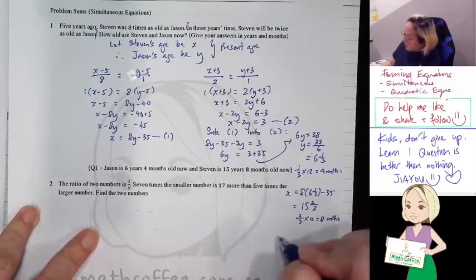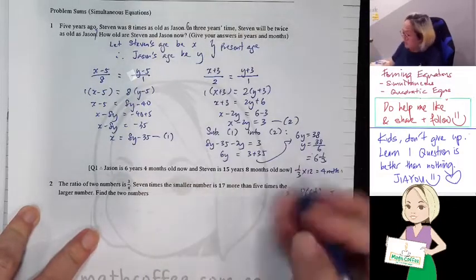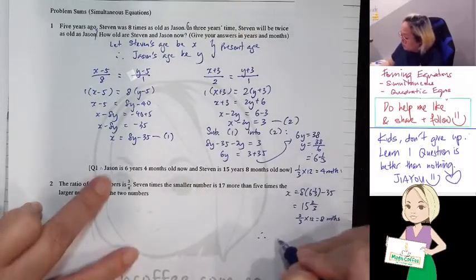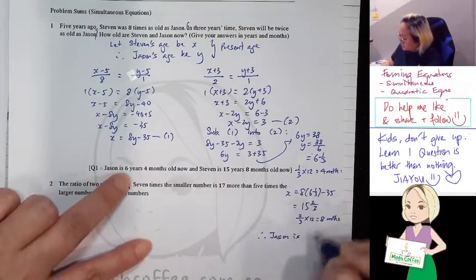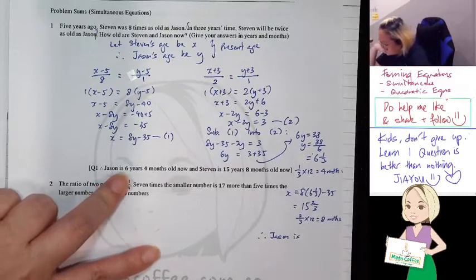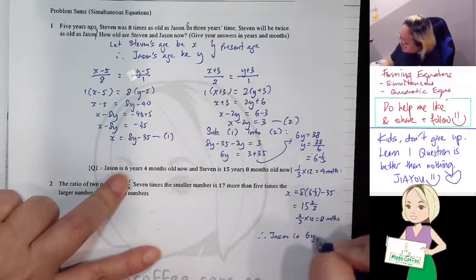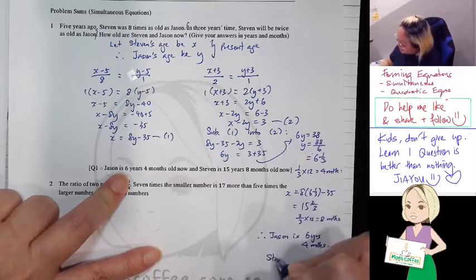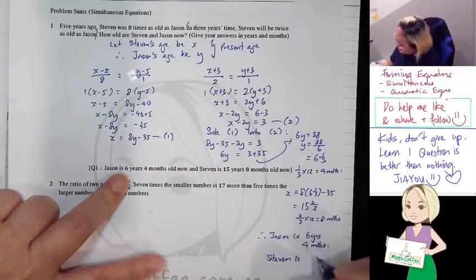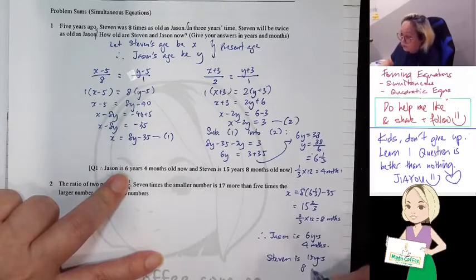So after that, you will say, okay, therefore, Jason is 6 years. Yes, Jason is 6 years, 4 months. Stephen is 15 years, 8 months. Okay, so that will be the answer.